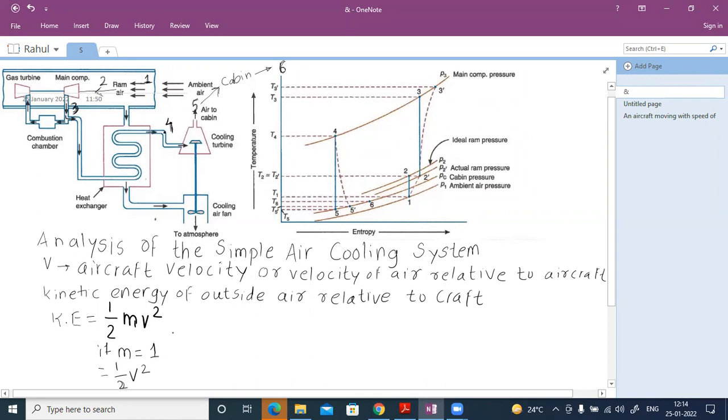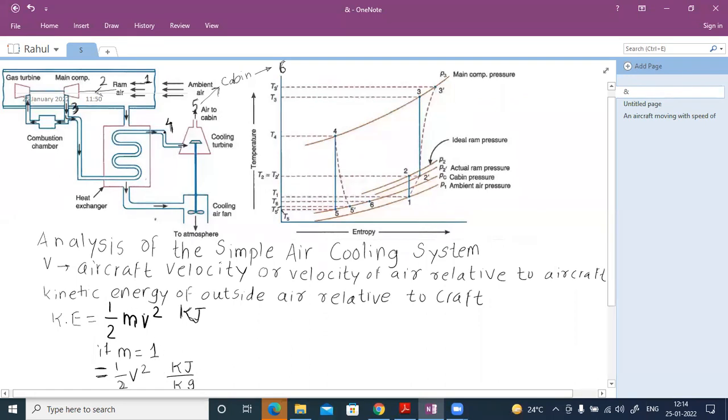But see, this formula will give you the answer in kilojoule. While this other formula, that is half into v square, will give you the answer in kilojoule per kg. You can remember this, kilojoule per kg, because you assume mass as 1.